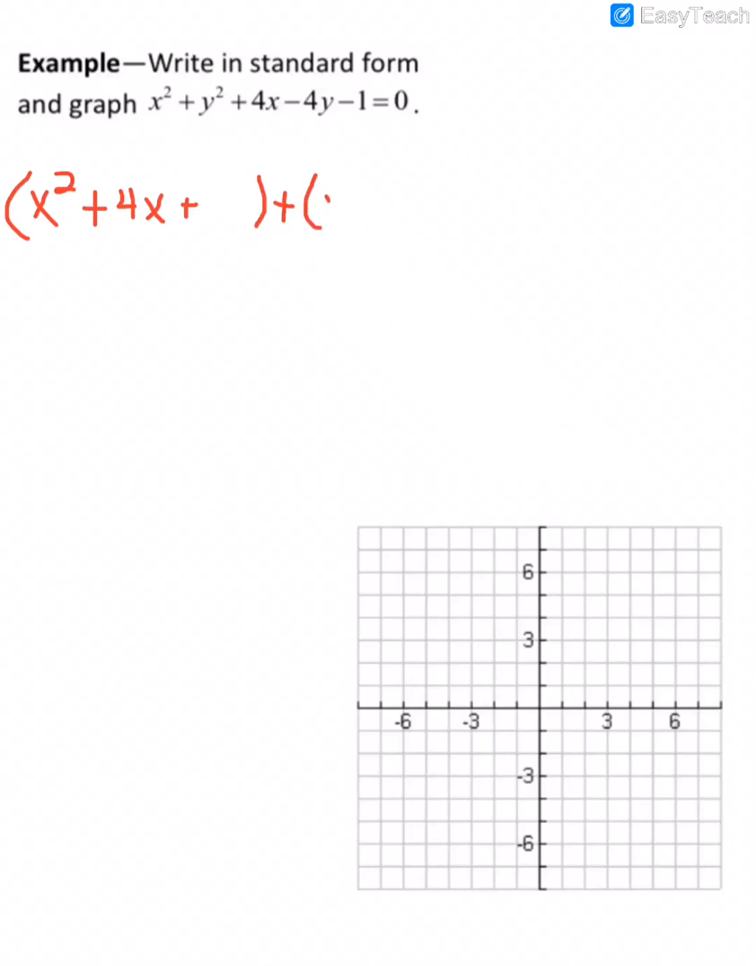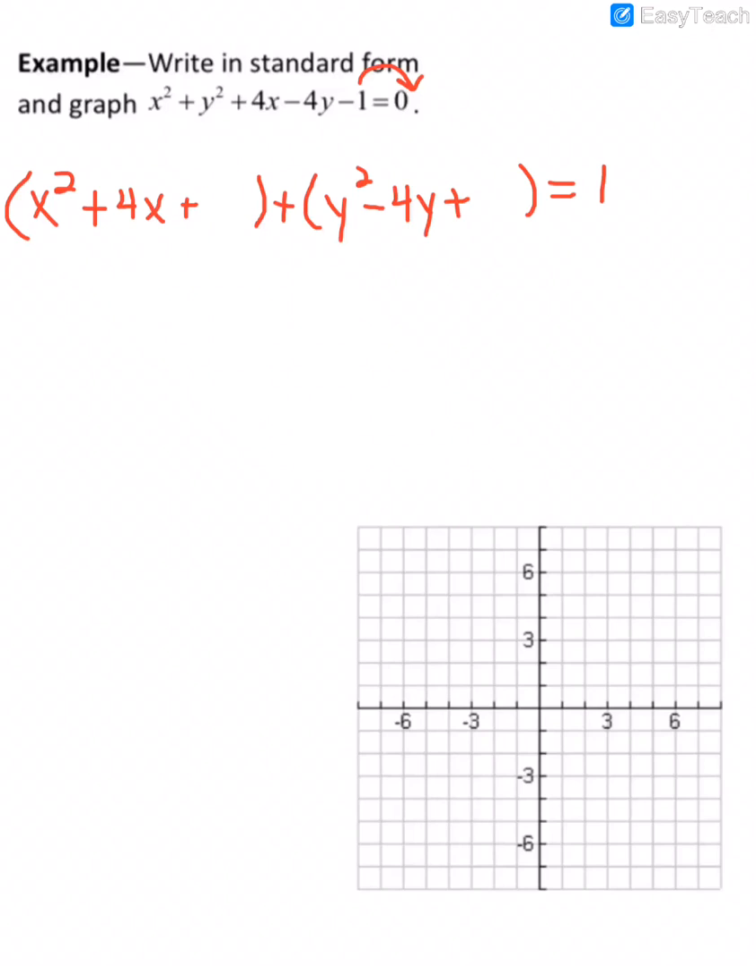I have a y squared minus 4y, and we're also going to need to add something to that group. Okay, so that's all my x's and my y's, so what I have left is this -1. Well, I need to move that to the other side of the equation. So if I move this -1 to the other side of the equal sign, that's going to become a +1.